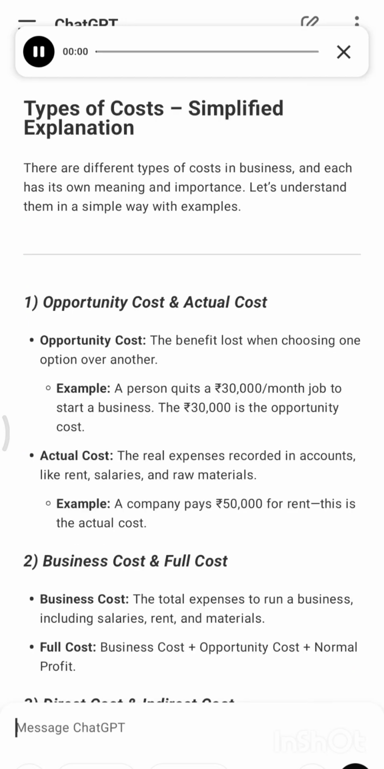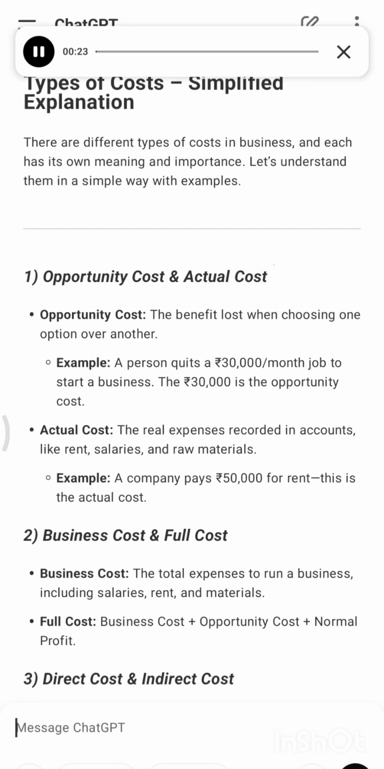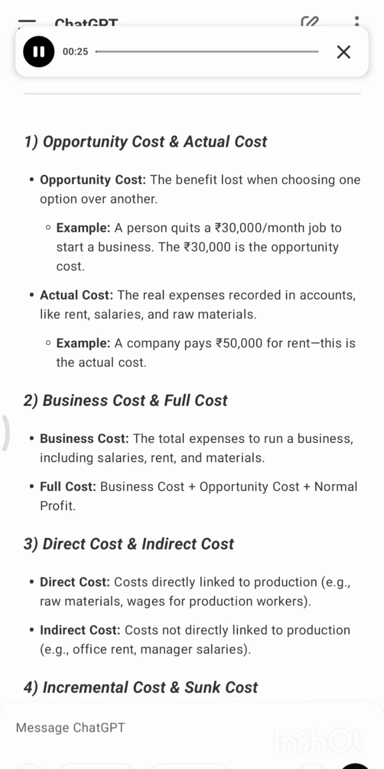Types of costs. Simplified explanation. There are different types of costs in business, and each has its own meaning and importance. Let's understand them in a simple way with examples. Number 1. Opportunity cost and actual cost. Opportunity cost: the benefit lost when choosing one option over another. Example: a person quits a $30,000-month job to start a business. The $30,000 is the opportunity cost.